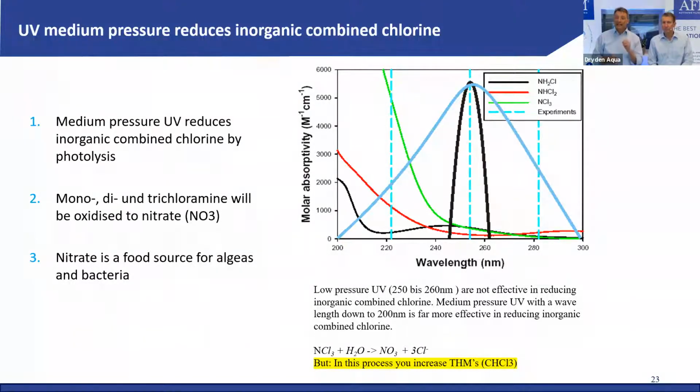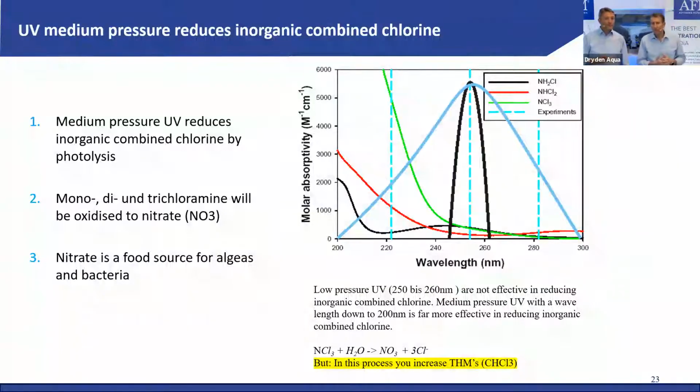Organic chloramine is absorbed by medium pressure and by low pressure. I don't know exactly how the curves go, it's somewhere here. So organic chloramine is reduced with low pressure roughly by 25%, with medium pressure roughly by 50%. But as a takeaway, you really have to use medium pressure if you want to dechloraminate, to reduce your combined chlorine. And it has side effects.